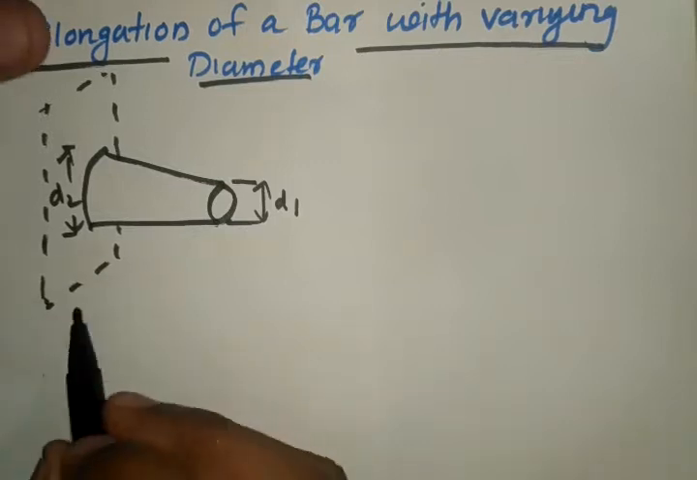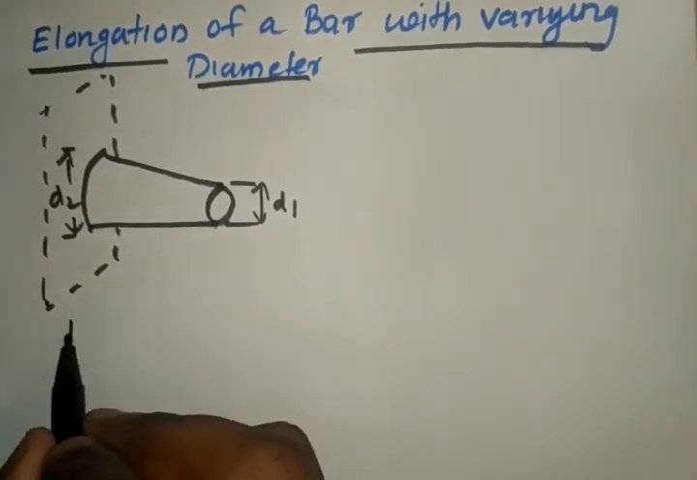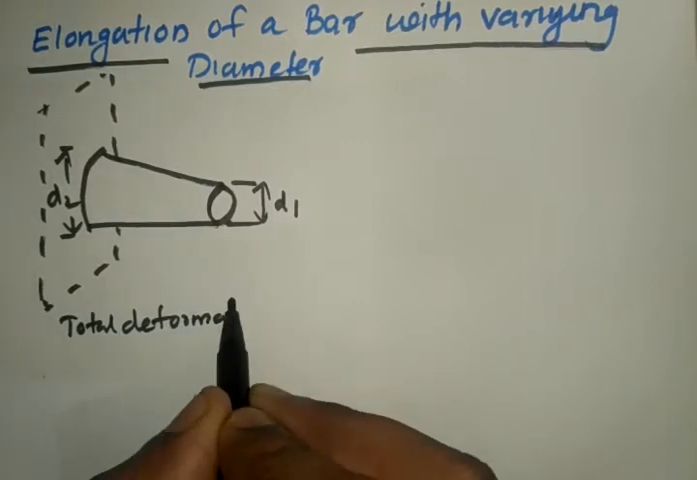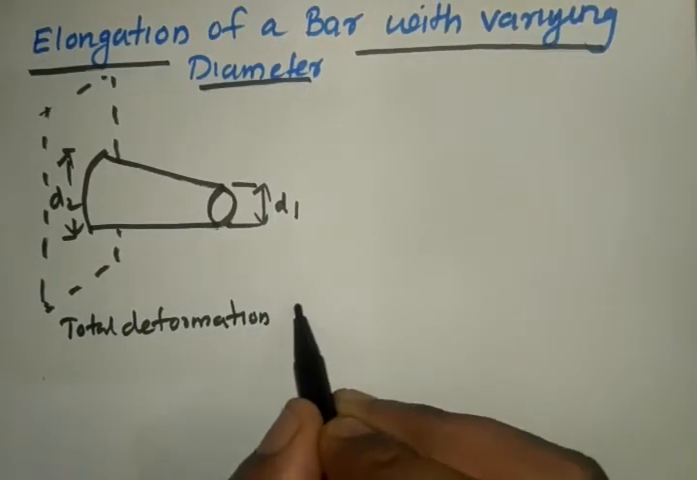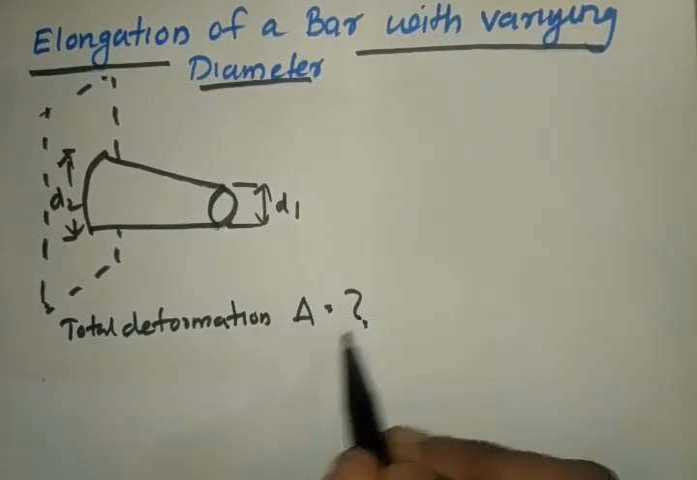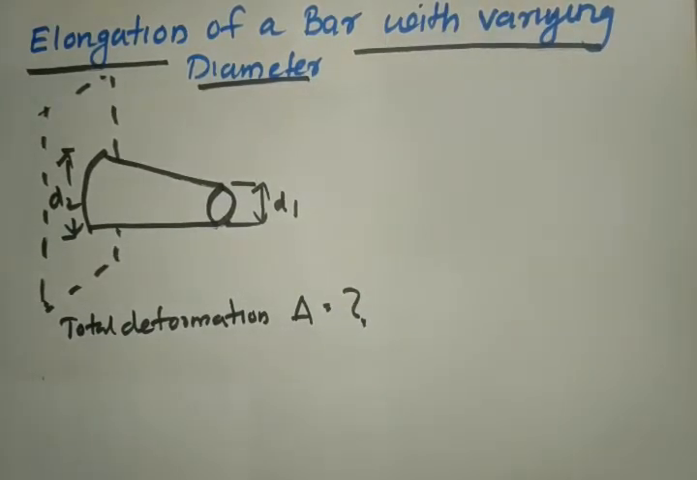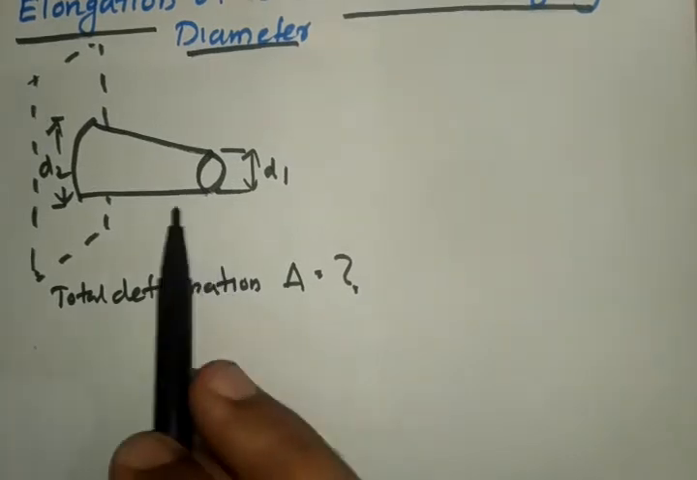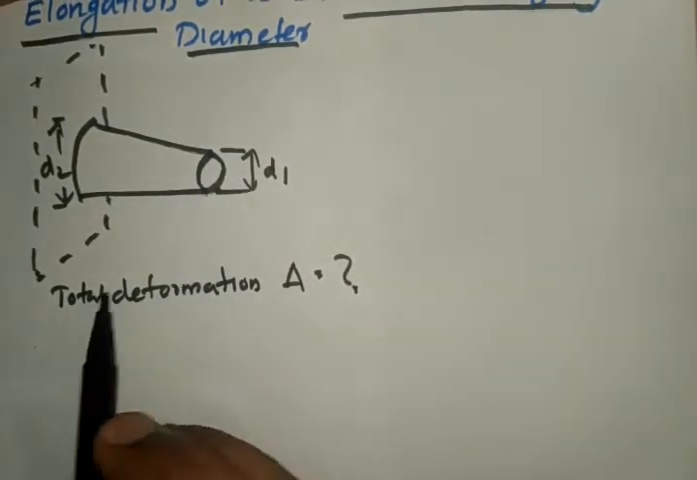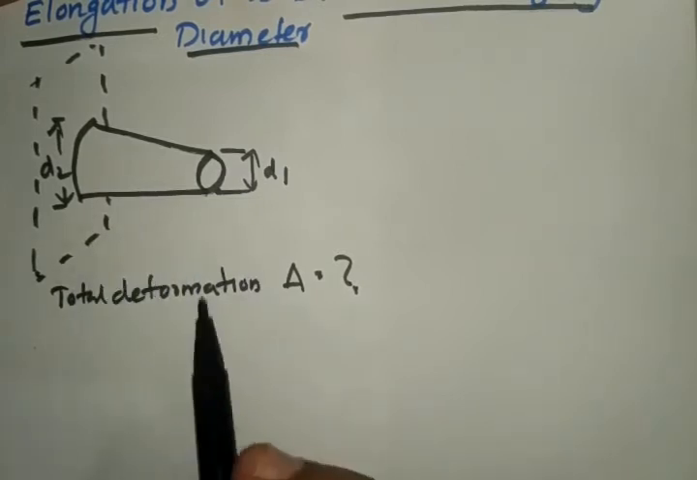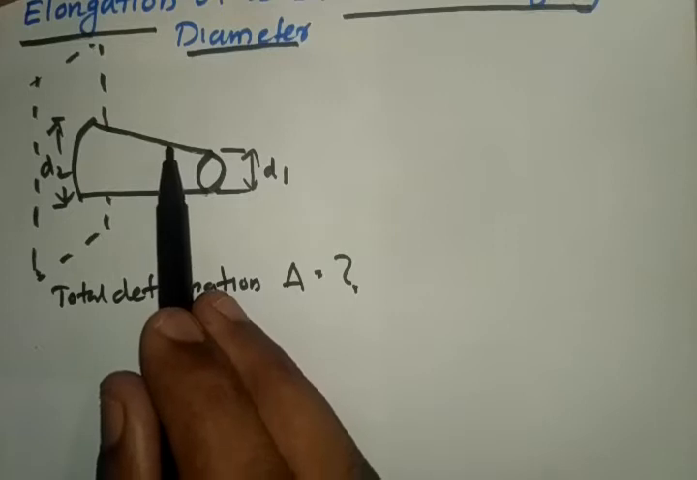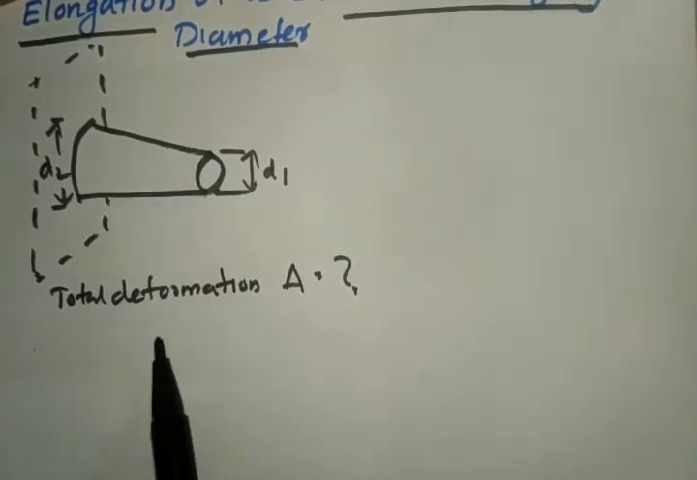We need to calculate the total deformation, that is delta. This is the question. Since this is having a varying cross section, the area will be varying, and we have to calculate the deflection for the very infinitesimal part first and then integrate.